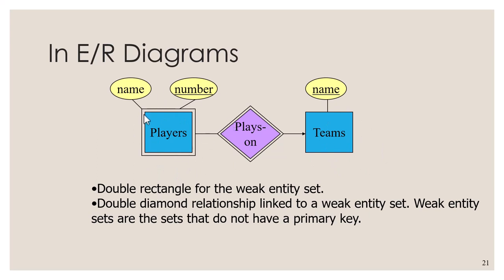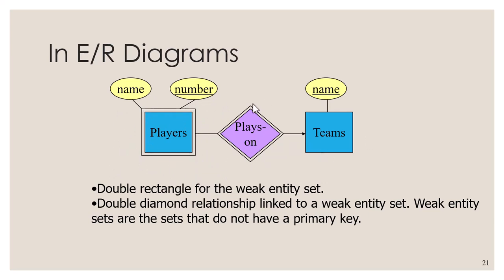So players has name and number, and we already established the name is not enough to be a key. Number, this is the jersey number, may not be unique because a player from a different team could have the same number as this player. So that's why we have underlined number as the primary key, but we also notice that players is in a double rectangle, and this shows that this is a weak entity set.